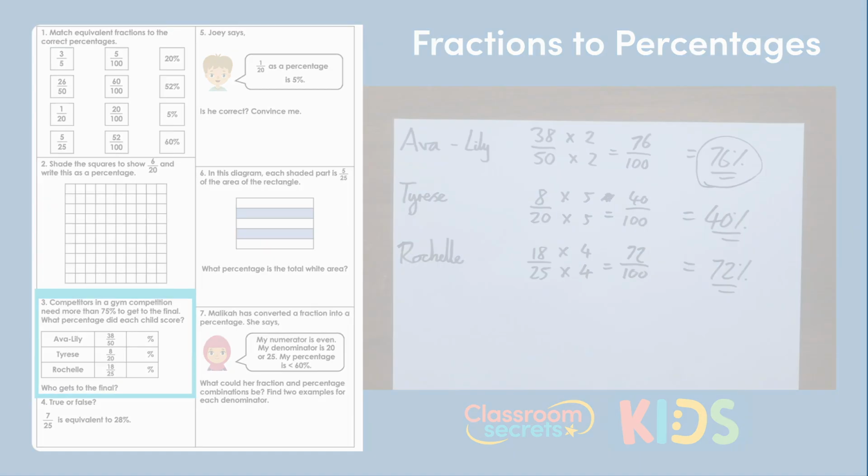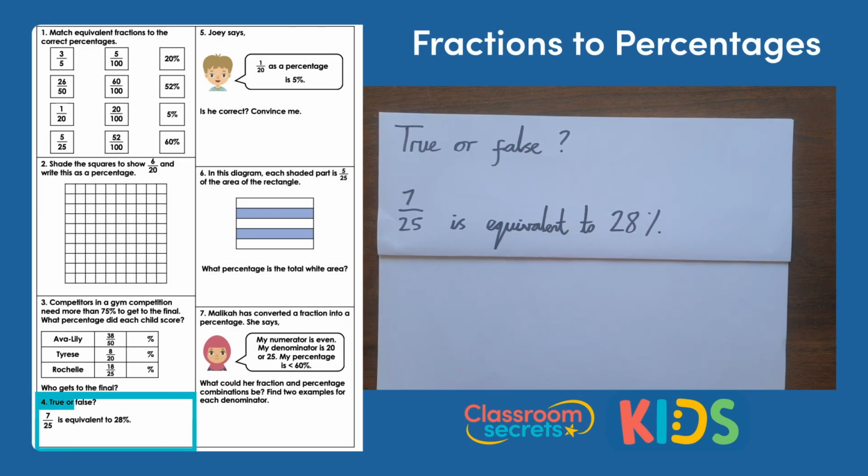final. In this question, we need to work out whether the statement 7 out of 25 is equivalent to 28% is true or false. So to do that, we'll be using the fraction given to us, 7 over 25, and converting that into a fraction out of 100, and that will give us a percentage that we can use to compare to 28%.